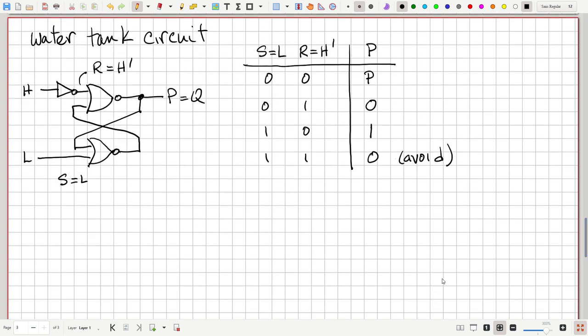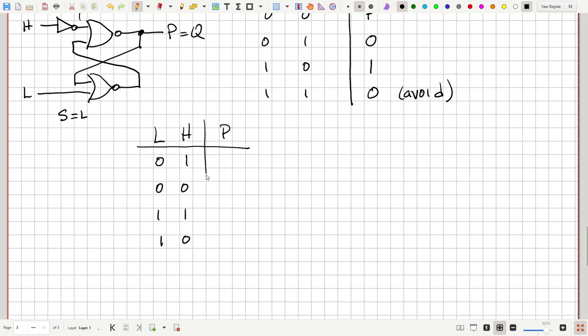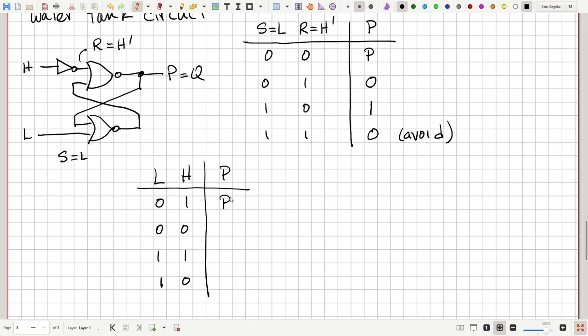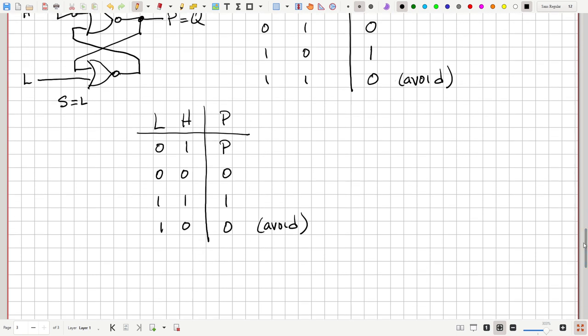Now, let's draw the same thing in terms of the L and H variables. It's just going to be the same table with this R column inverted to become the H value. Okay, so L, H, P. So we'll have the same S column, 0, 0, 1, 1. And the R column will be 1, 0, 1, 0. And the value of P will be the same: 0, 1, 0. And this last one is the avoid state.